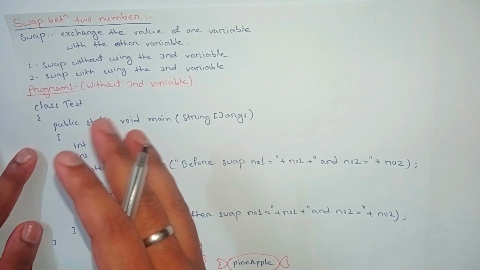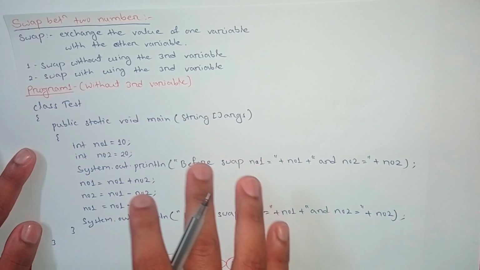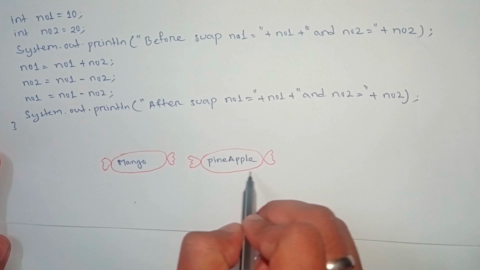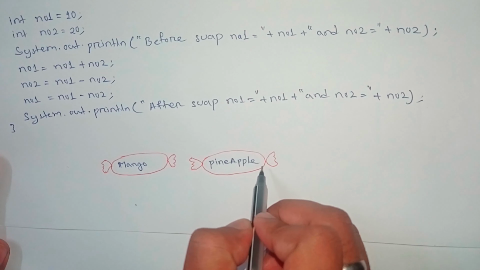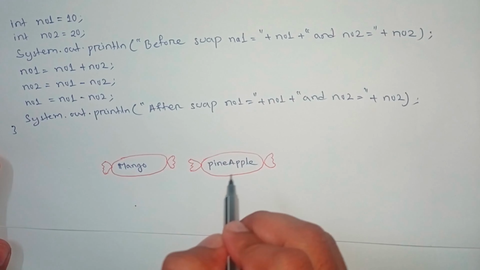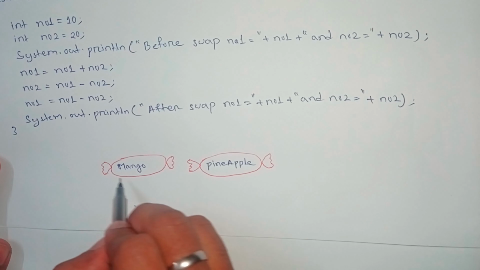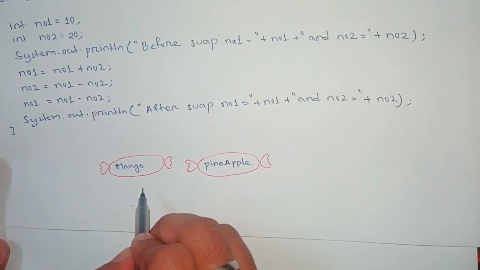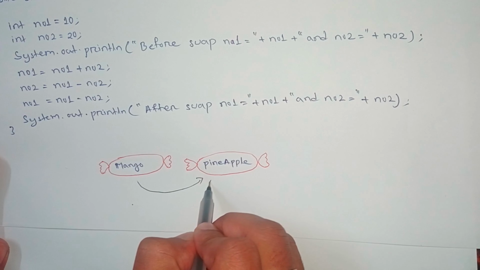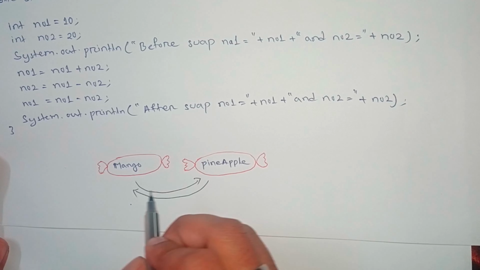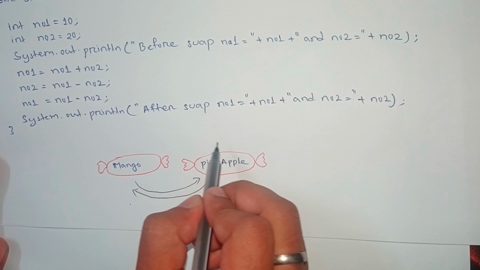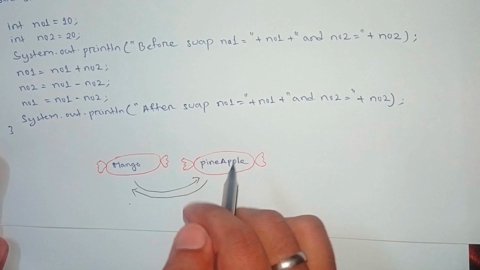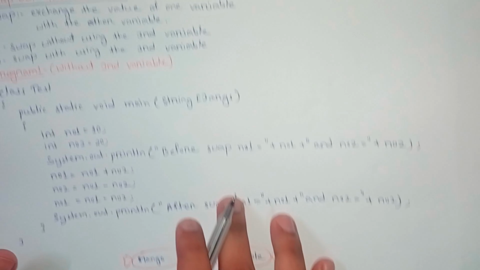So swap means exchange. For example, suppose I have a mango chocolate and you have a pineapple chocolate. But I like the pineapple chocolate and you like the mango chocolate. Then what do I have to do? We have to exchange it. That means I will give you the mango chocolate and you give me the pineapple chocolate. This is called swap.